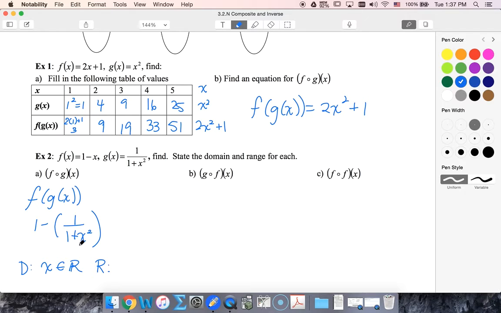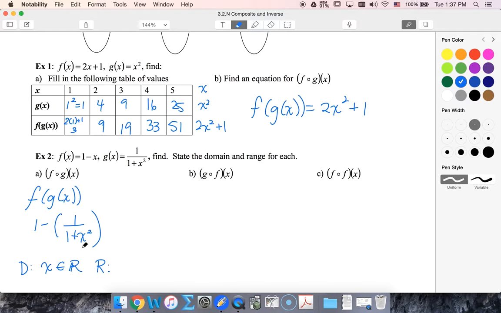0 is going to be my smallest value because moving forward, any other x that I put in, I'll square it and so I'll get a positive number. 1 plus a positive is going to make a number greater than 1. 1 divided by a number greater than 1 will be less than 1, but it's still going to be positive because x squared will always be positive.